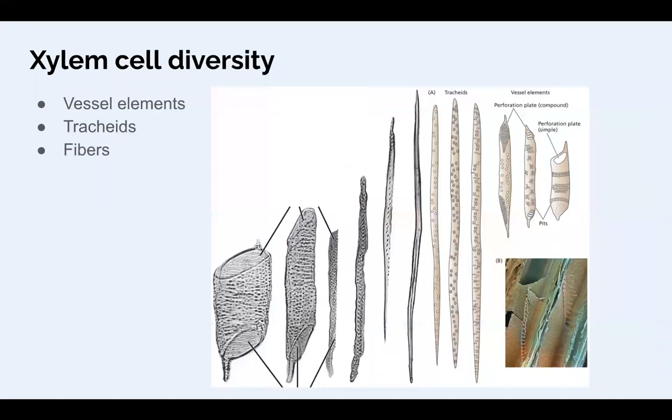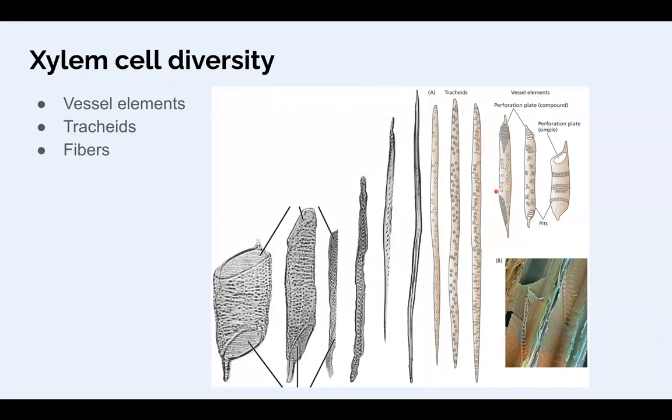There's a lot of variety in the way that xylem cells can be put together. This just highlights the gamut of sizes and shapes, so short and fat, all the way up to long and skinny. The ones that have open ends we call vessel elements. The ones that taper more towards the ends are called tracheids.